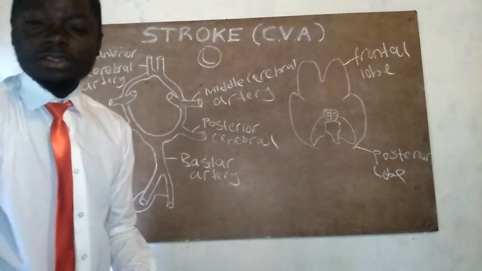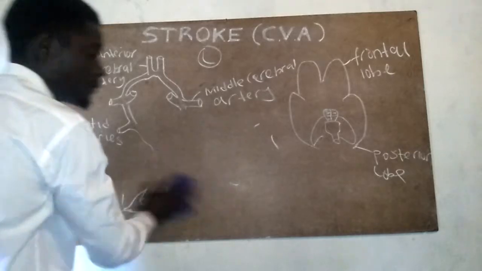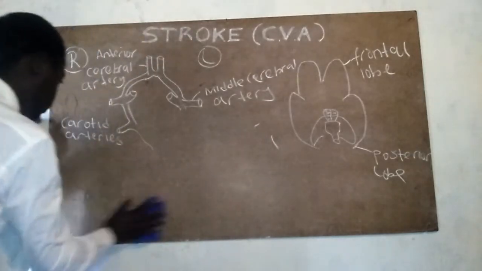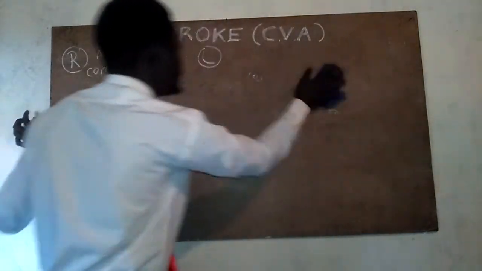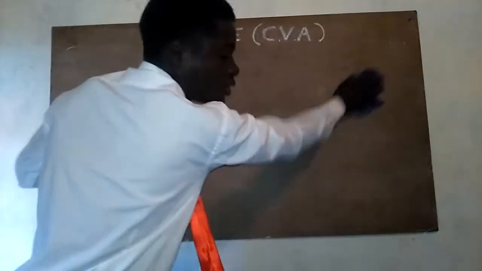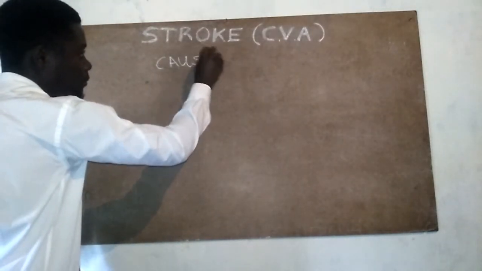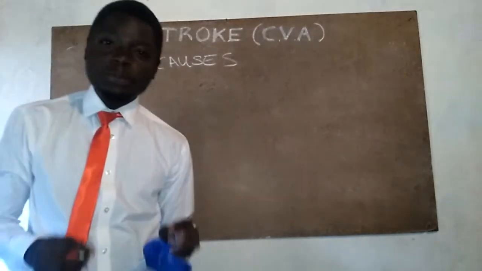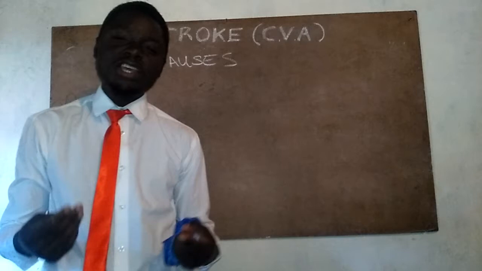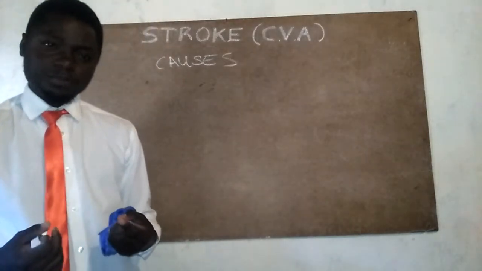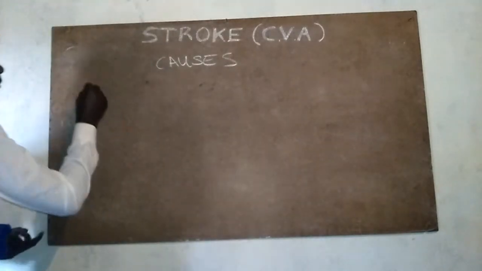Now, having talked about this, we are going to talk about the causes of stroke, what causes stroke and the types of strokes. Stroke is primarily caused by two causes, and these can be identified as ischemic causes or hemorrhagic causes.